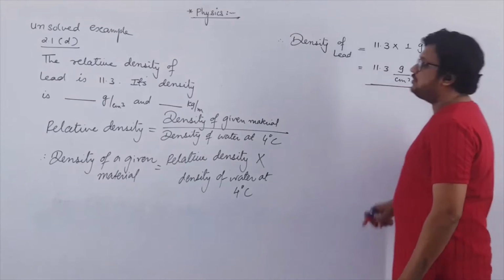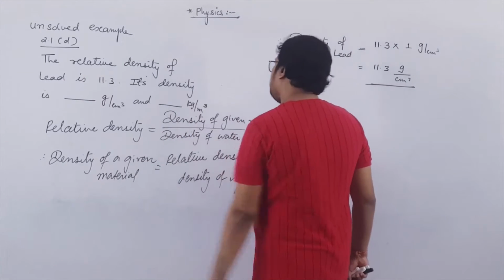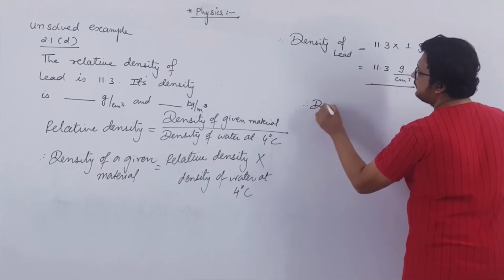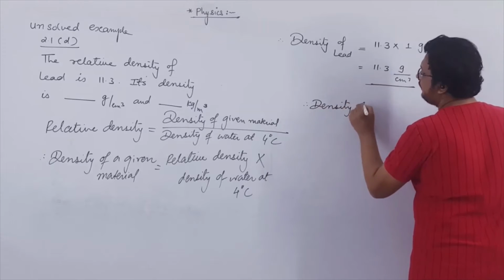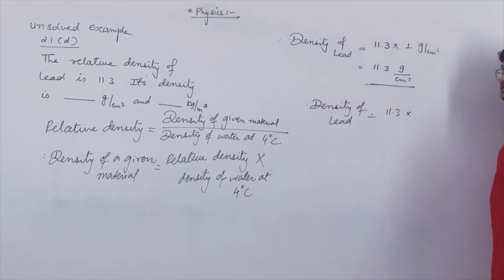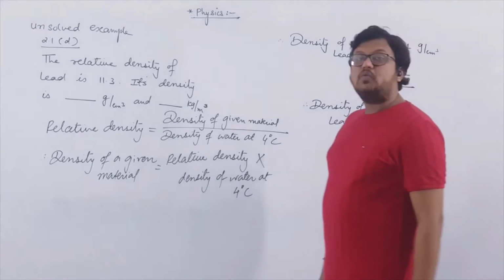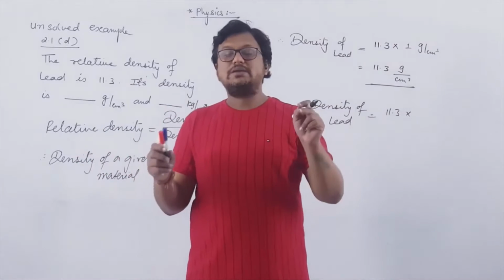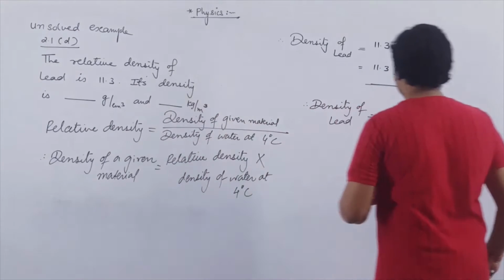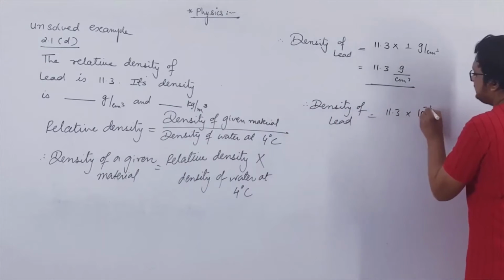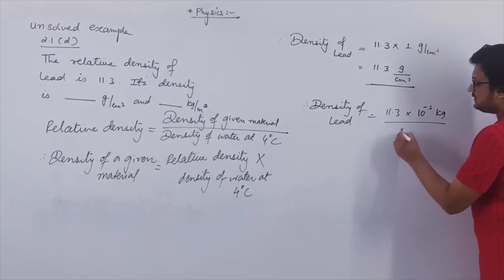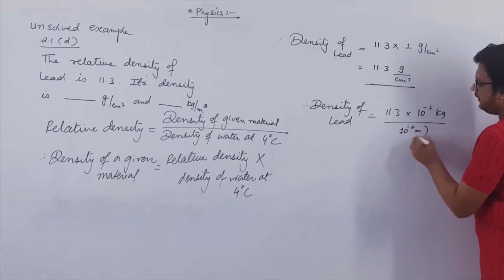Now we want the answer in kg per meter cube also. So therefore, the density of lead will be equal to 11.3. Now 1 gram is 10 raised to minus 3 kg. Remember, 1 kg is 10 raised to 3 gram, so 1 gram will be 10 raised to minus 3 kg. So this will be equal to 10 raised to minus 3 kg whole over 1 centimeter. We have already discussed that 1 centimeter is 10 to the power minus 2 meter, and whole cube.